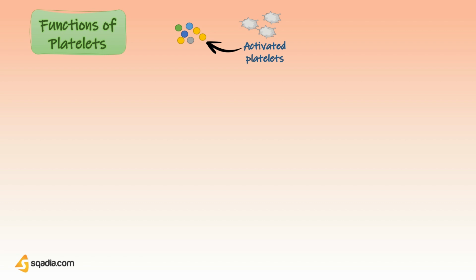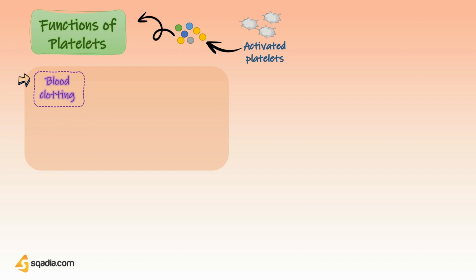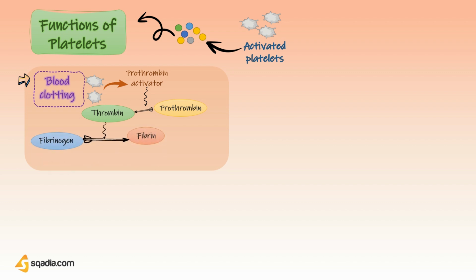First role of platelets is in blood clotting. Platelets are responsible for the formation of intrinsic prothrombin activator. Prothrombin activator catalyzes the conversion of prothrombin into thrombin. This thrombin is the last enzyme in the coagulation cascade that converts fibrinogen into fibrin and thus helps in making the fibrin clot. Second role of platelets is in clot retraction.